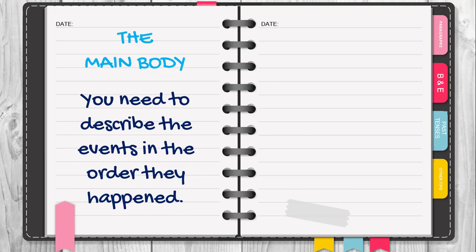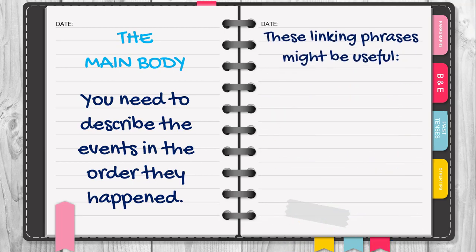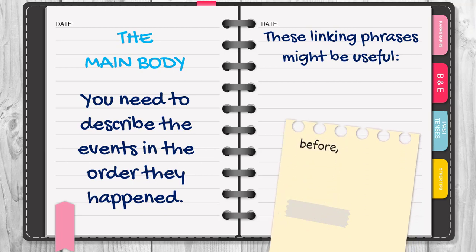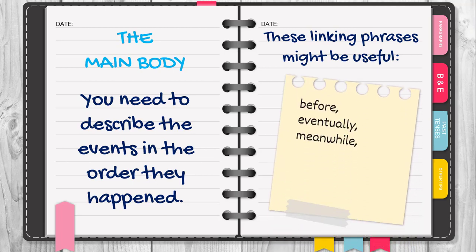In the main body, you need to describe the events in the order they happened. These linking phrases might be useful: before, eventually, meanwhile, as soon as, suddenly, after a while. But try to learn some more. They are very important.